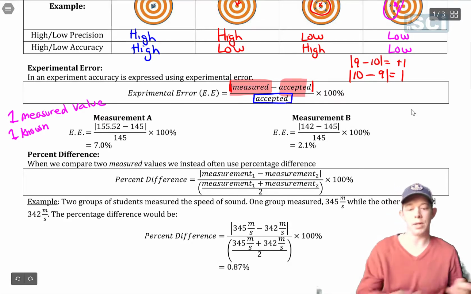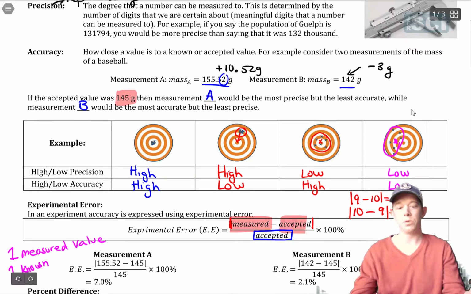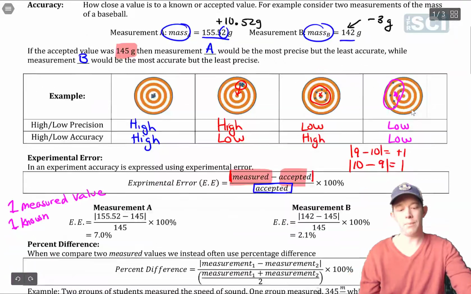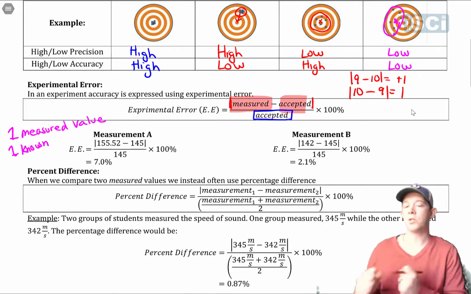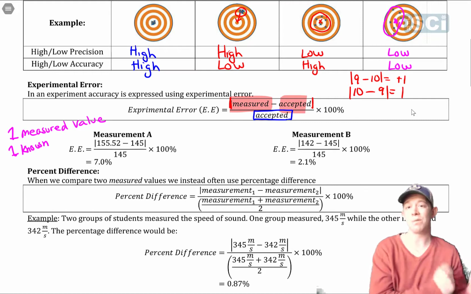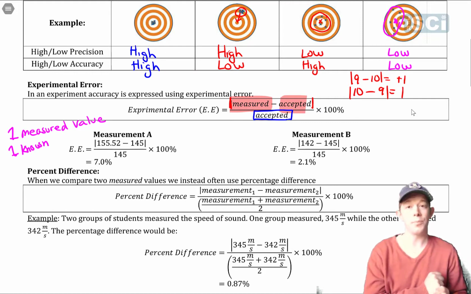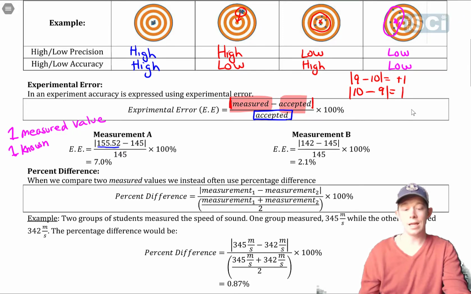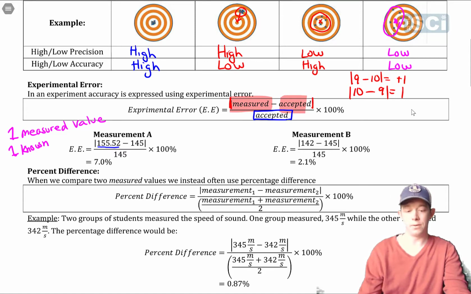So I have an example here that deals with our two measured values from before: measurement of mass A and measurement of mass B. If I want to find out which of these two measurements actually has a smaller experimental error, I can go ahead with that. So I measured 155.52 for mass A, and I'm going to subtract the known 145.